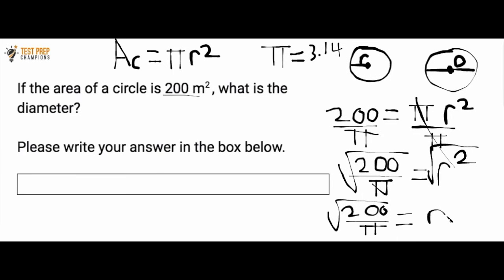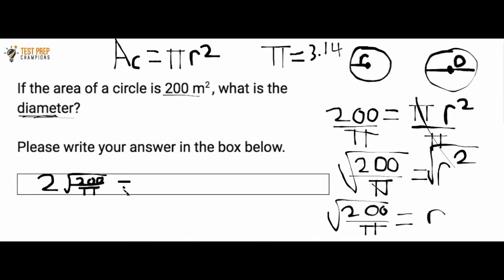And so we need to find the radius, but for the final answer, we need to know what the diameter is. So fortunately, we already know that the radius is equal to half of the diameter, and that the diameter is equal to twice the radius. So if I double this number here, the square root of 200 over pi, that's going to give me the diameter. So I would say that the diameter is 2 times the square root of 200 divided by pi.